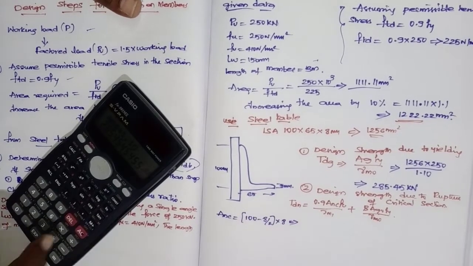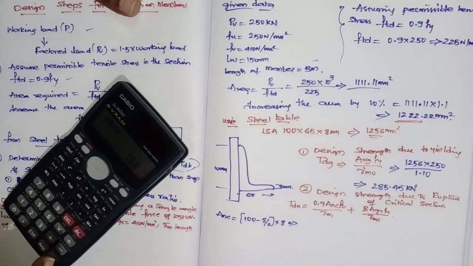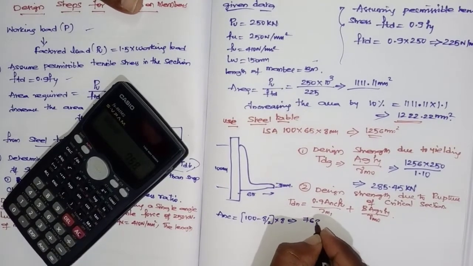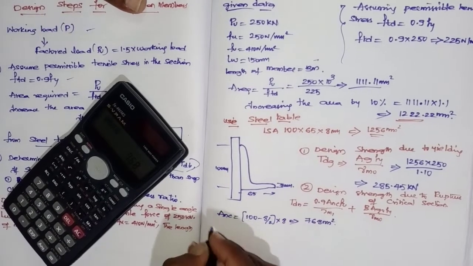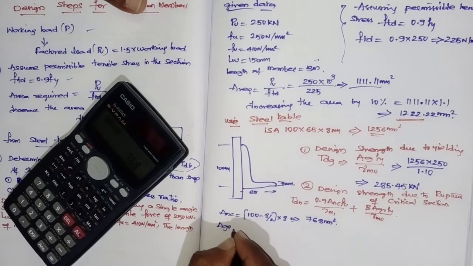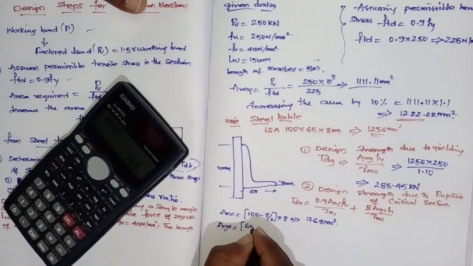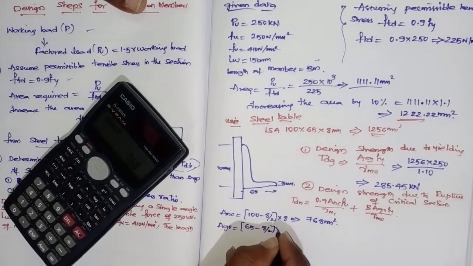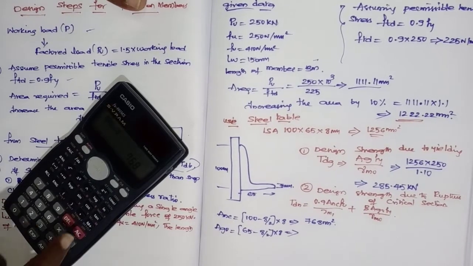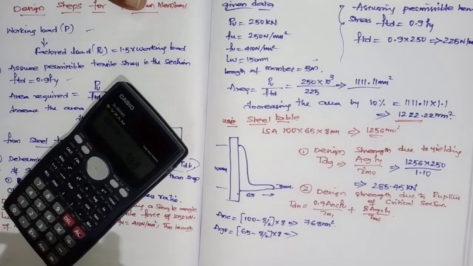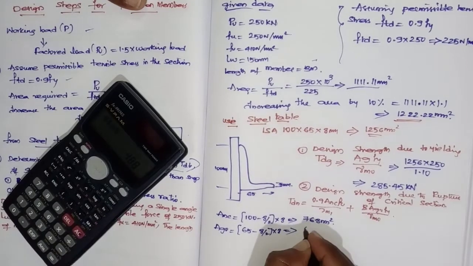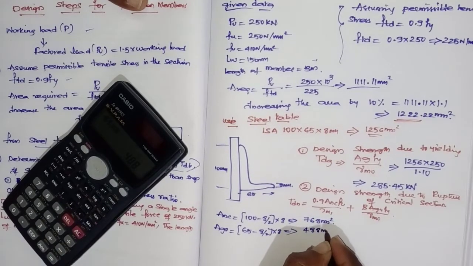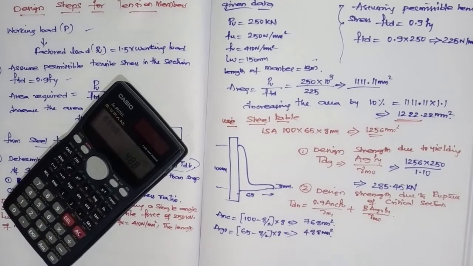So how much is it? 96 into 8, 768 mm square. Next, gross area of outstanding leg, that is (65 minus 8 by 2) into 8. So 61 into 8. How much is it? So this is the area.